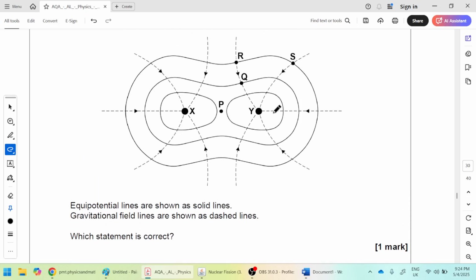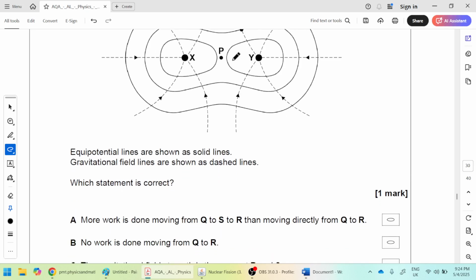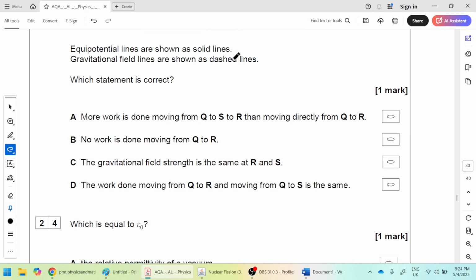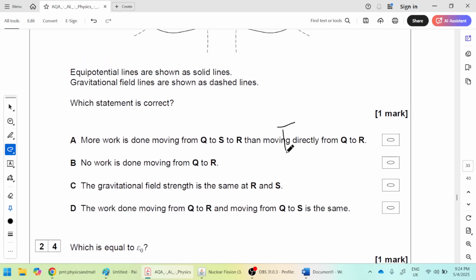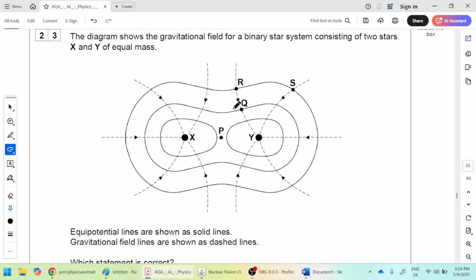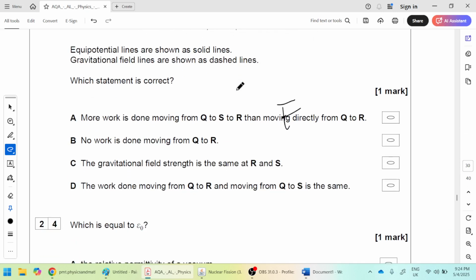Let's see. Q, S, R, Q to R. That's false because work done is a scalar quantity. It doesn't matter which path you take. It just matters on the initial point and the final point. Right? So that's false. No work is done from Q to R? Equipotentials, no. They're on different potentials, so work has to be done. So this is also false.